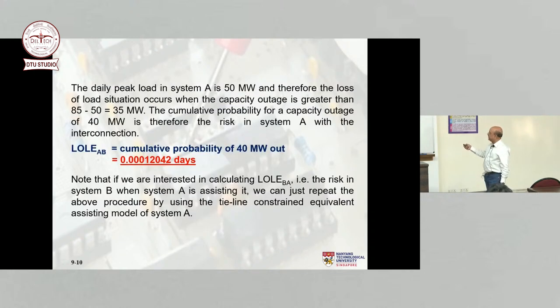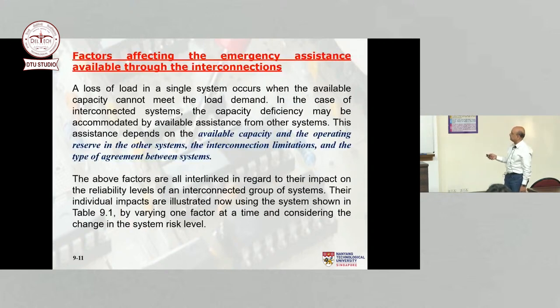Similarly, if we are interested in calculating the LOLE of system B when we assist from system A, right now I have shown you that the assistance is coming from B to A. Suppose now I ask you to go back as homework and take the assistance from unit A and then transport it through the tie line to system B and find out the improvement in the risk in system B, then you will be able to do that, okay? So you can just repeat the entire procedure.